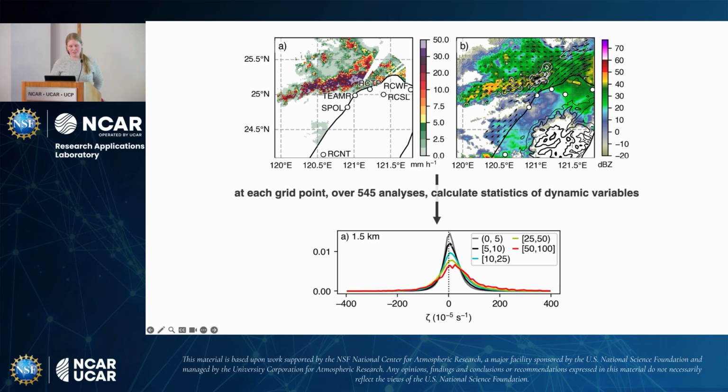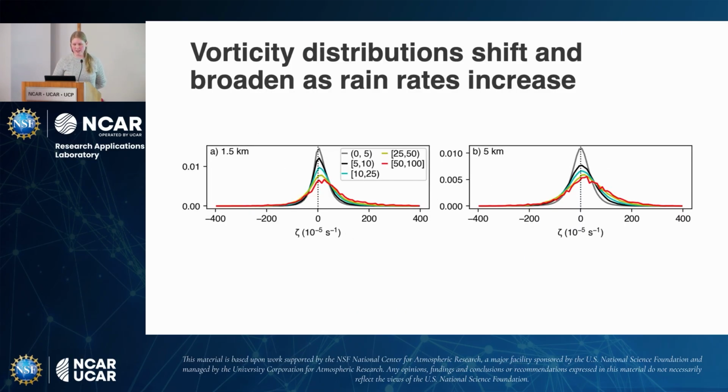For example, here the weakest rain rate bin in the gray is much more narrow, centered around 0, whereas as you increase towards heavier rain rates, the distribution broadens to include both weaker but especially stronger positive rotation. And the mean value, if you look at the peak of the distribution, shifts towards positive values as well. I should note that this was done at 1.5 kilometers altitude. So we can also do this at multiple altitudes, which is shown here. On the left, I have that same 1.5 kilometer distribution plot, and on the right, I have the 5 kilometer, and this is vorticity.